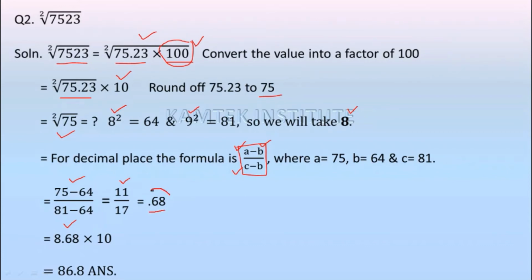So now we need to add this 0.68 to the whole number we found earlier, that was 8. 8 plus 0.68, we get 8.68. Also, if you remember, we had this 10 that has to be multiplied to this number. So we get 8.68 multiplied by 10, and the answer to the question is 86.8. So this is the answer.